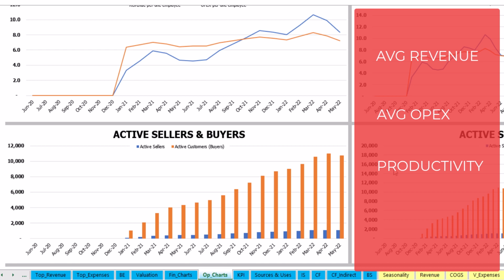And finally, on the last couple of charts, you may see the active sellers and buyers breakdown by months, where orange columns will show you the active customers or buyers, and the blue will show the active sellers.